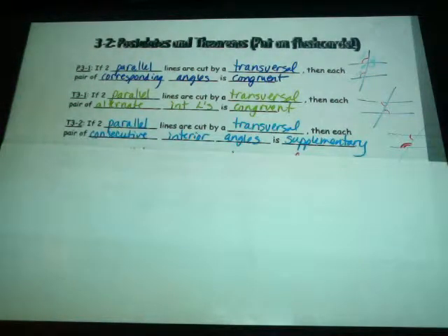Is there any way that they can be congruent? Well, there is one way. What if my transversal is perpendicular? Won't you just have all right angles? It's the only time that they would be congruent. 100% of the time, your consecutive interior angles will be supplementary when the lines are parallel. Make sure you draw your pictures to go with these.